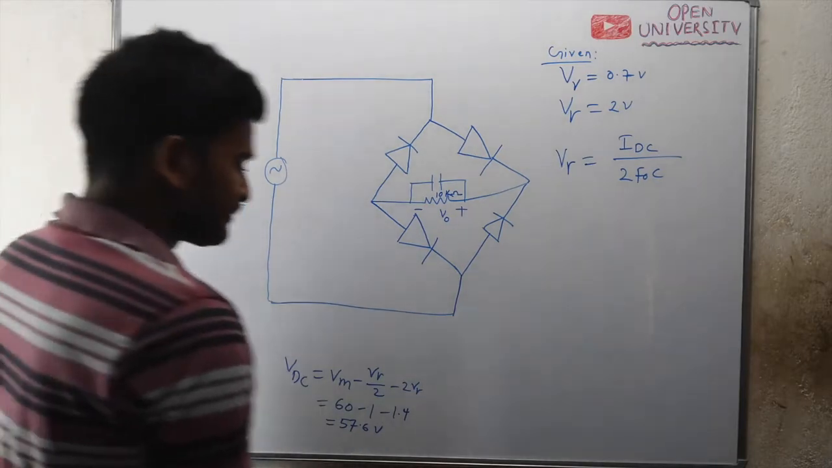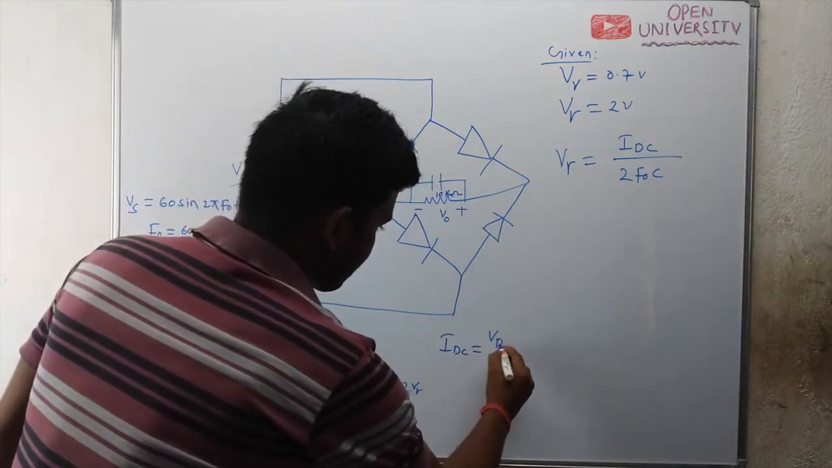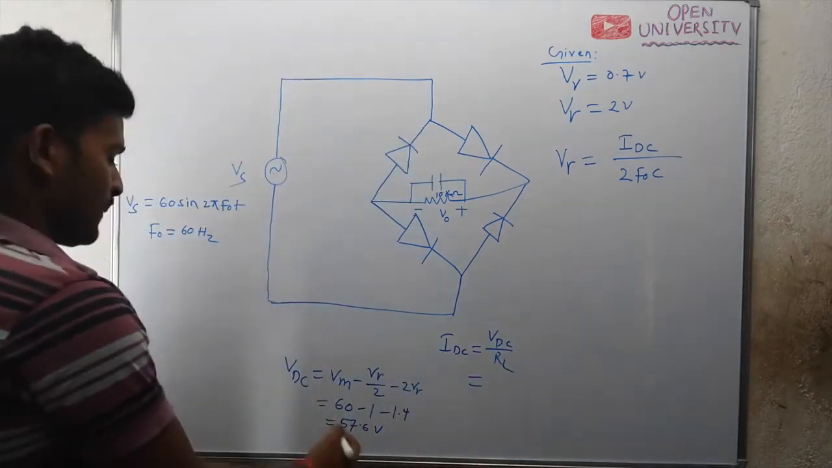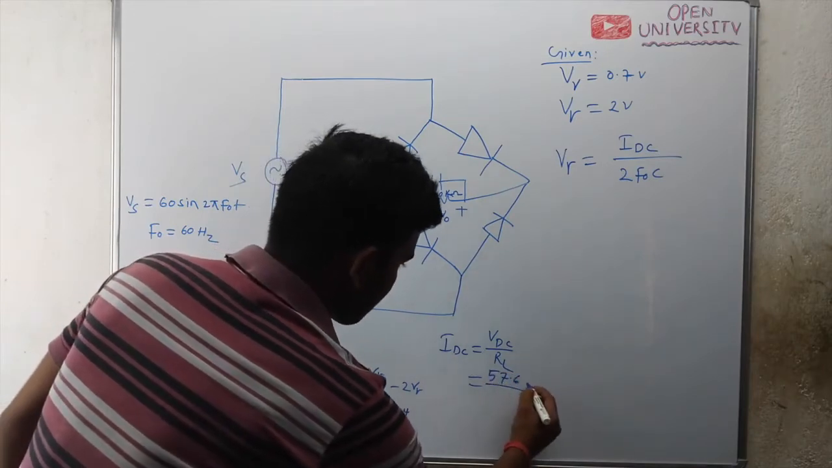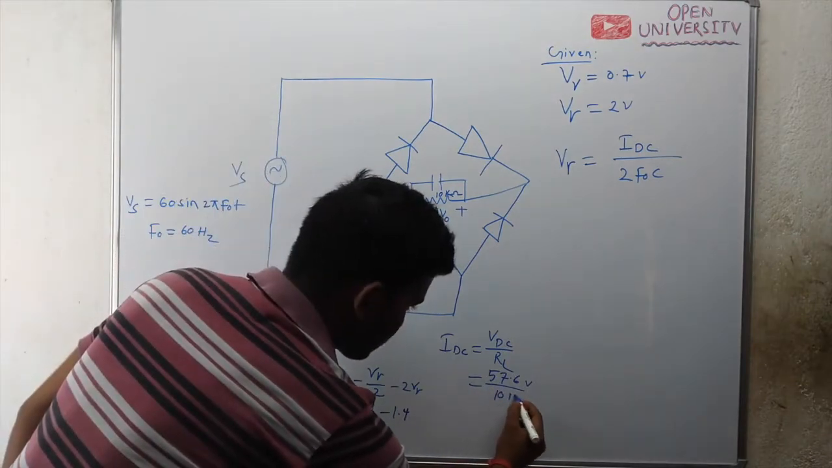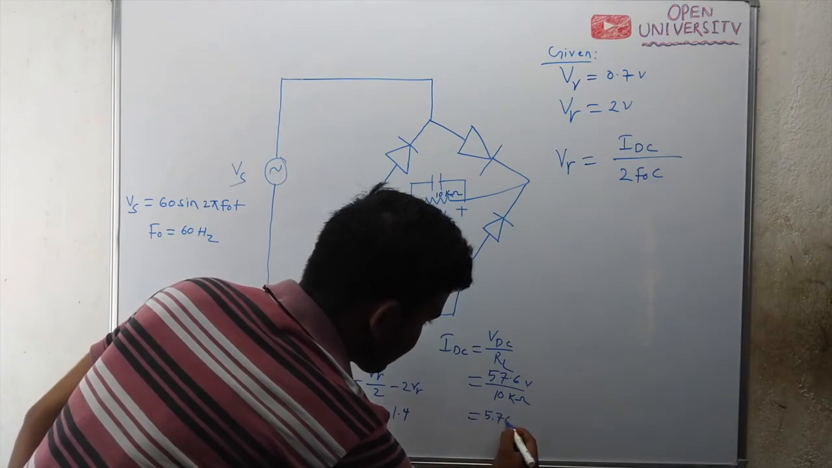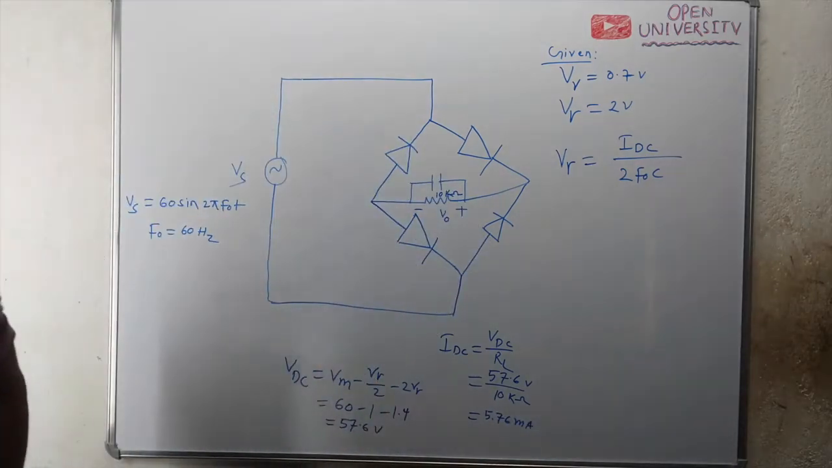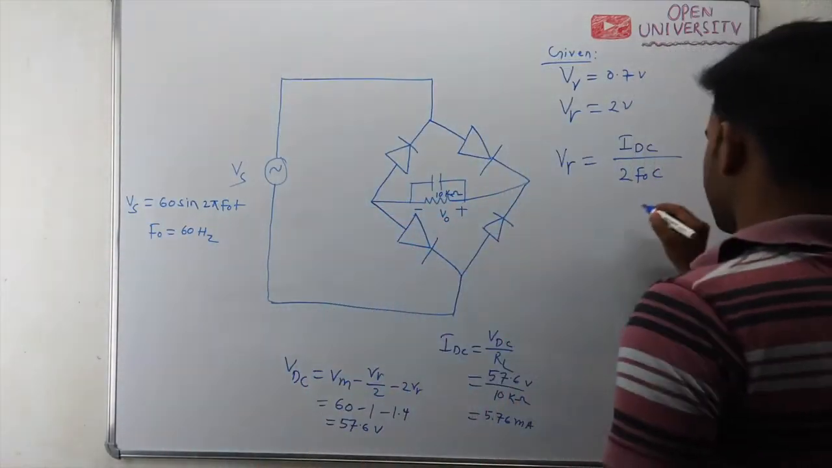This is your VDC. Then what will be IDC? IDC will be VDC by RL. VDC is 57.6 volt. And what is RL value? 10 kilo ohm. Then it will be 5.76 milliampere. IDC will be 5.76 milliampere.